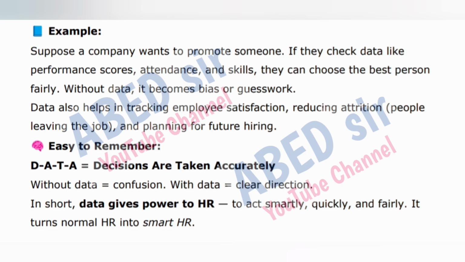Easy to remember: DATA is equal to decisions are taken accurately. Without data is equal to confusion. With data is equal to clear direction. In short, data gives power to HR to act smartly, quickly, and fairly. It turns normal HR into smart HR.